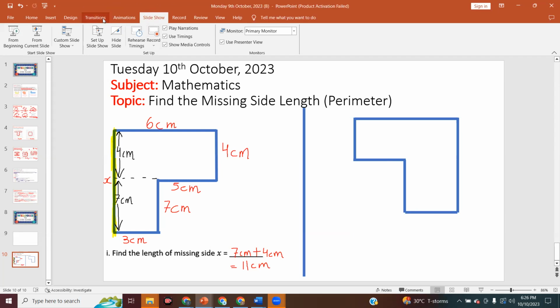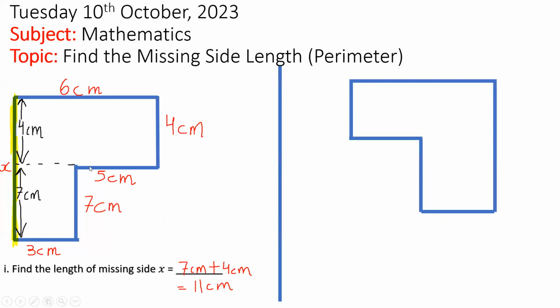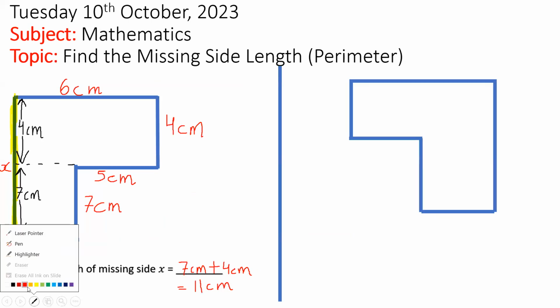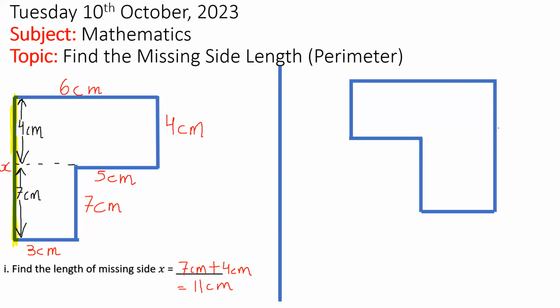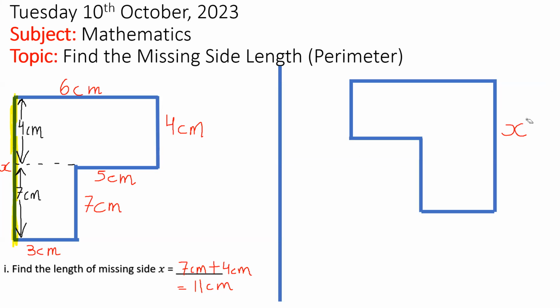All right, so let's do another one. So let's say we have, let's call this X. Does it always have to be X? Or can we use another letter? Yes, sir, you can. So let me use P instead, because sometimes they use P.